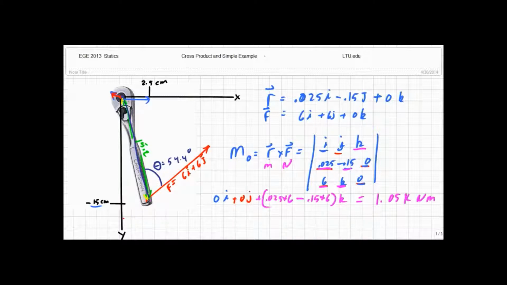Once you have these vectors in the Cartesian notation, you've got your position vector, and because it's a moment, it's a full position vector, not just a unit vector, and you've got the force in Cartesian coordinates, you can write it in this determinant form and just turn the crank, and that's it. So that's my quick example.